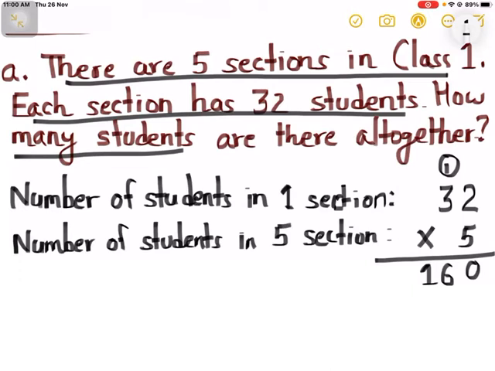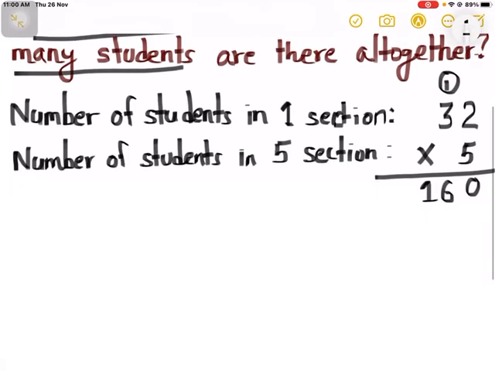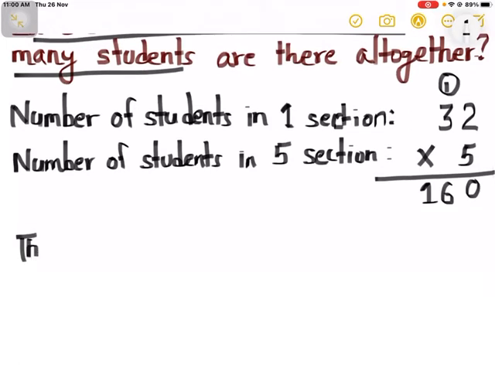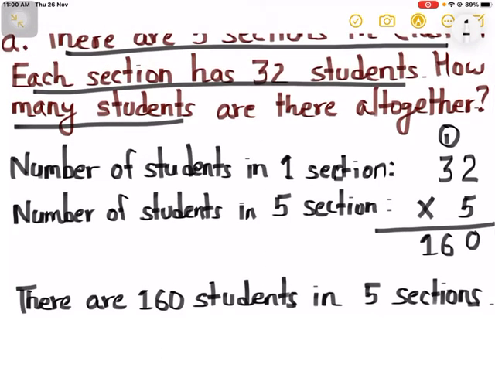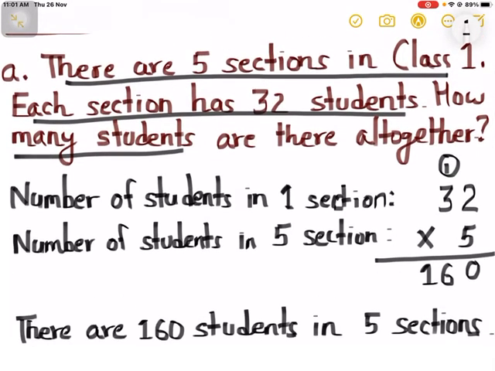Now can you give the conclusion? Yes, you can give the conclusion now. This is the conclusion, okay? There are 160 students in 5 sections. This is the conclusion. Now, when we give the conclusion, then we have solved the word problem, okay? So, can we go to the next one?